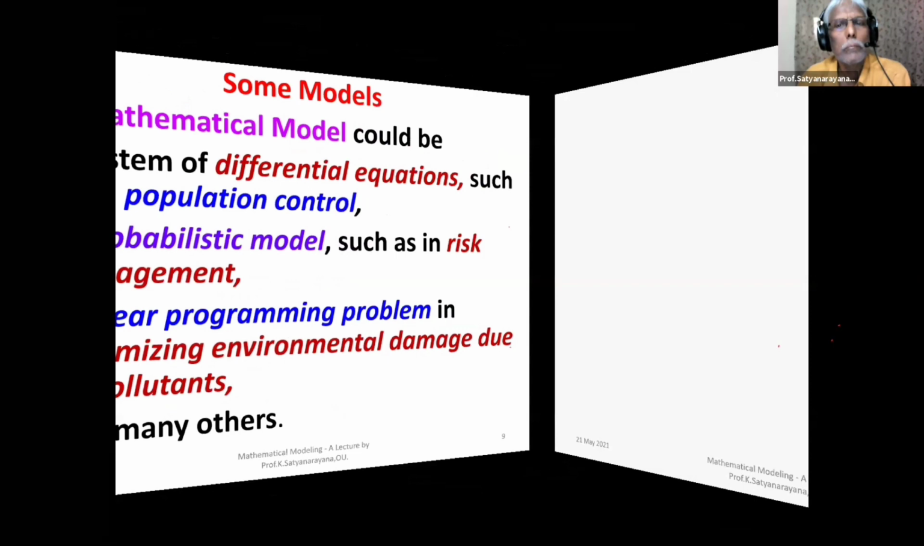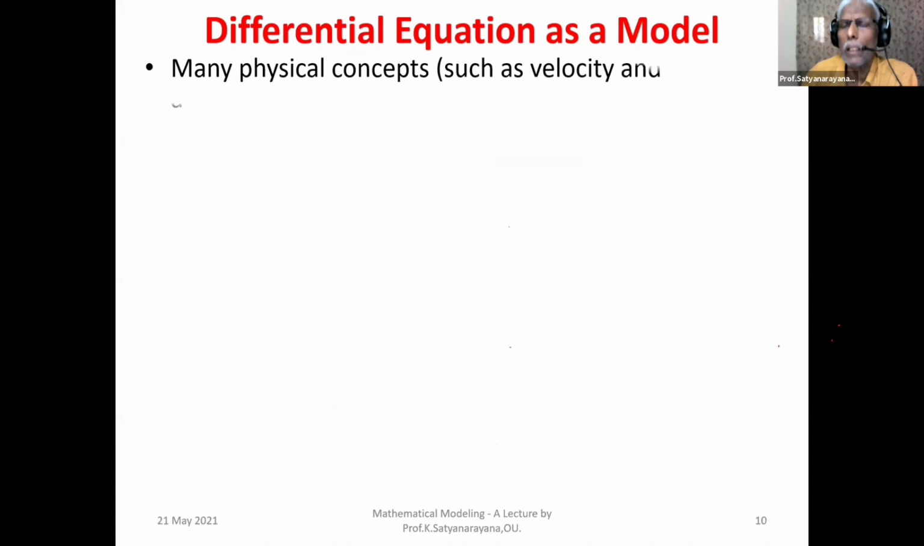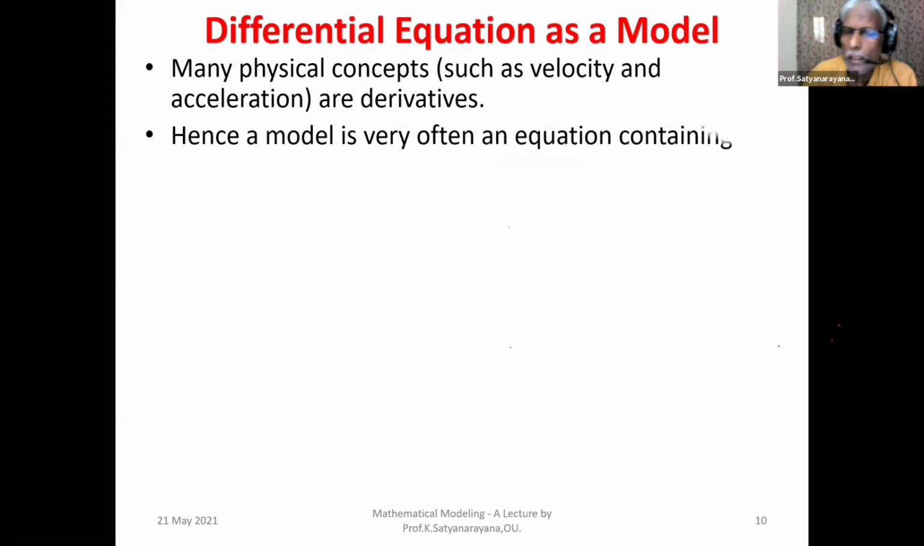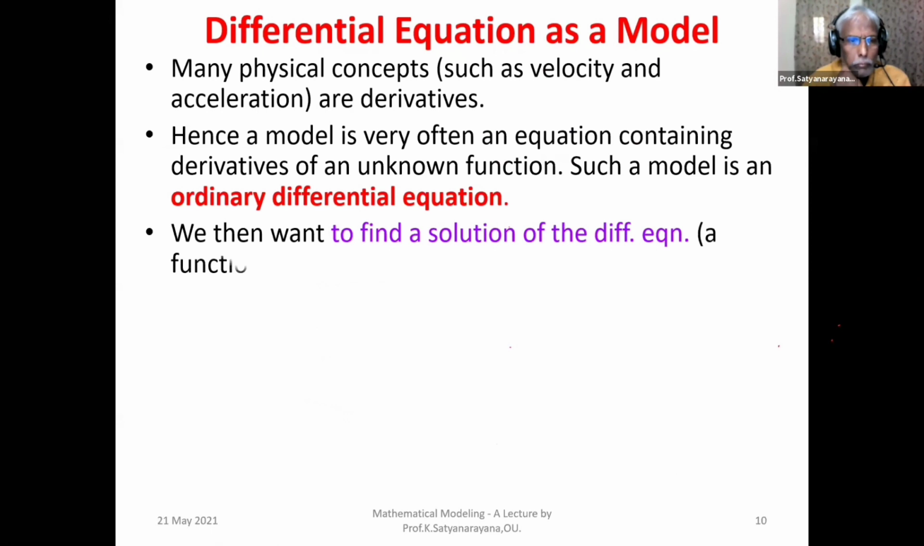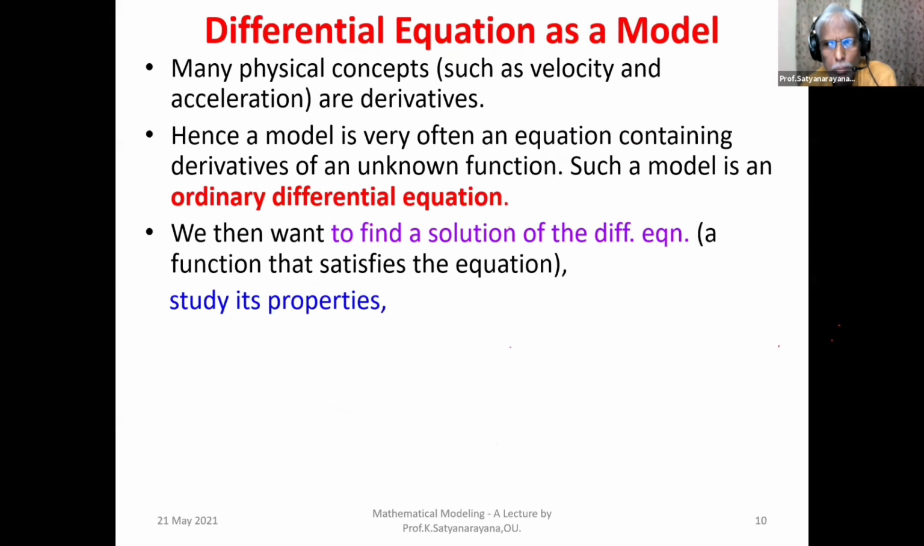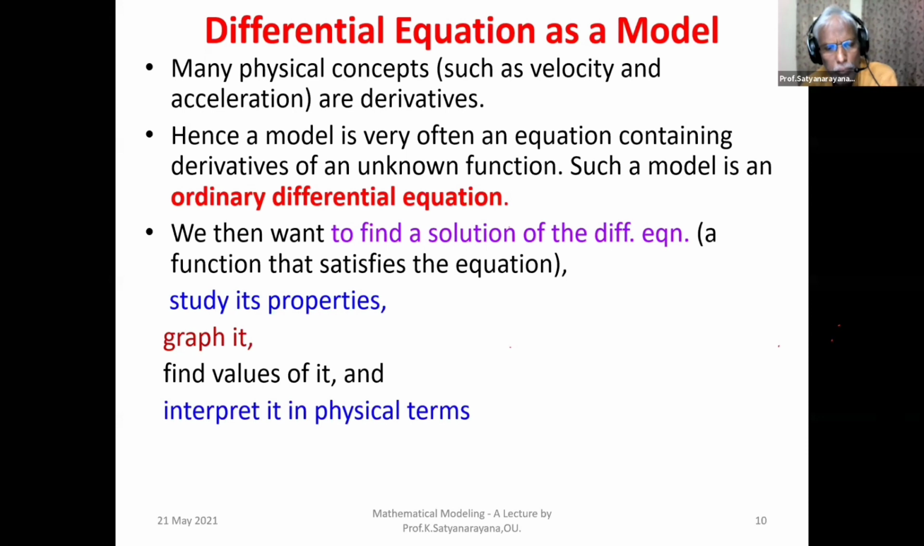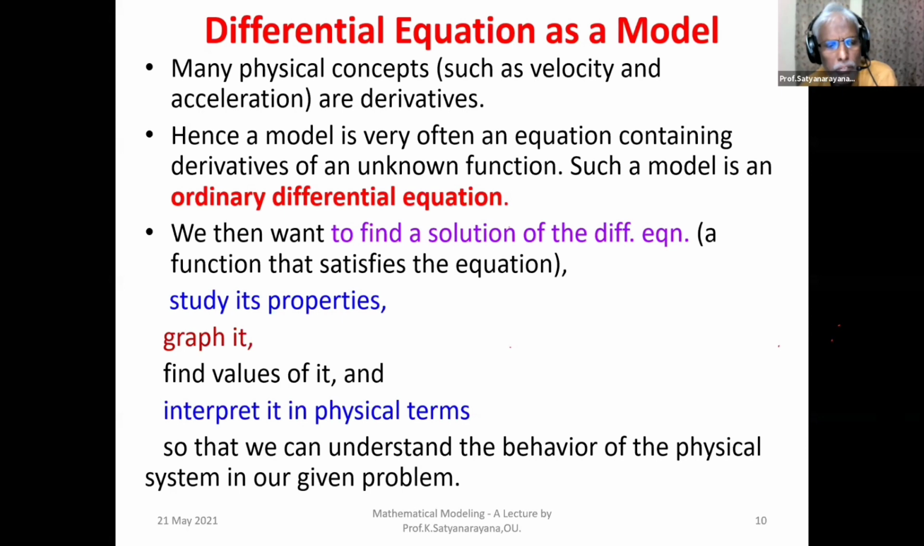Differential equation as a model. Many physical concepts such as velocity and acceleration are derivatives. Hence, a model is very often an equation containing derivatives of an unknown function. Such a model is called a differential equation. We then want to find the solution of the differential equation. What is the solution? A function that satisfies that differential equation. Study the properties of the solution. Graph the solution. Find values of it from the graph. Interpret in physical terms so that we can understand the behavior of the given physical system.